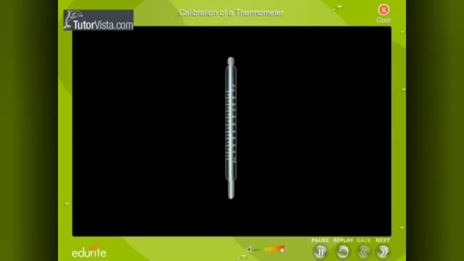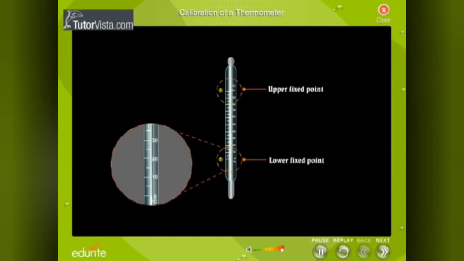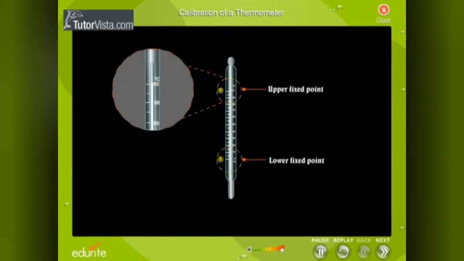The calibration of a thermometer involves the marking of 2 fixed points on the stem of the thermometer and dividing the interval between them into a number of equal parts. The 2 fixed points are called the lower fixed point and the upper fixed point. The melting point of pure ice at 1 atmospheric pressure is called the lower fixed point or ice point, and the boiling point of pure water at 1 atmospheric pressure is called the upper fixed point or the steam point.